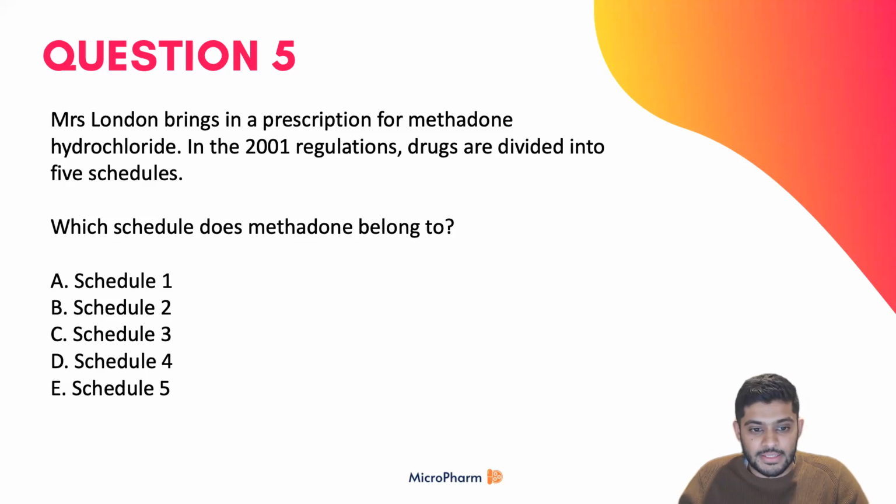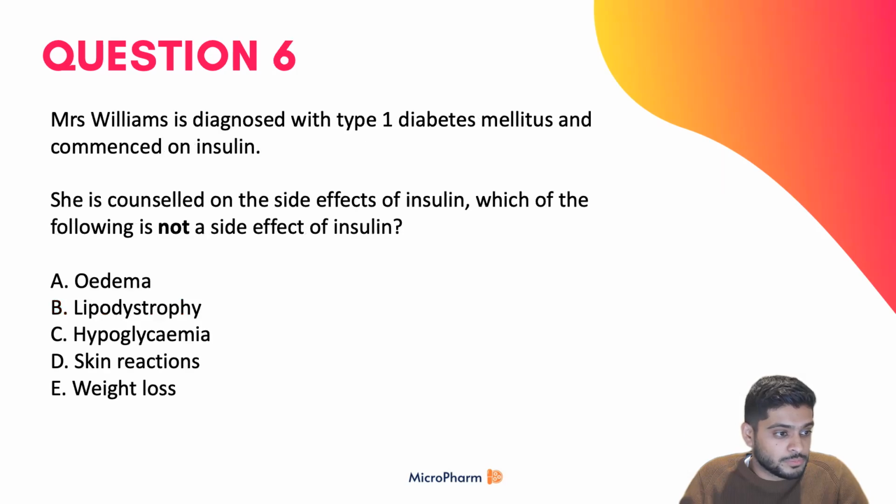Okay, let's share your answers. So everyone has put Schedule 2, which is correct. Methadone belongs to Schedule 2 when we're considering CD classification. Schedule 2 controlled drugs include substances that have legitimate medicinal uses, but there's also a high potential for them to be abused or for patients to become dependent on these medications. So that's the reason why methadone falls under Schedule 2.